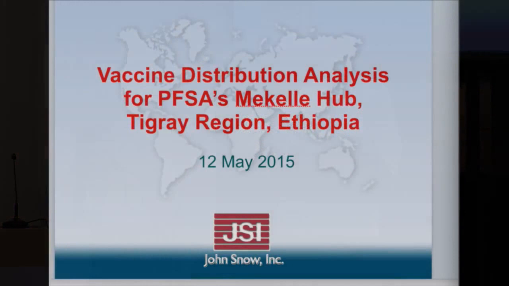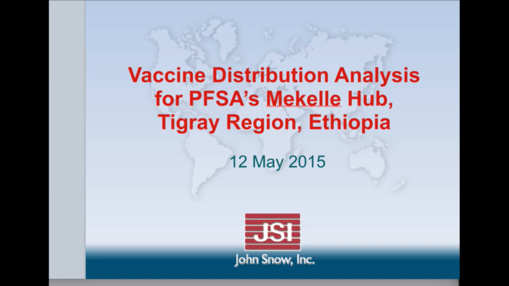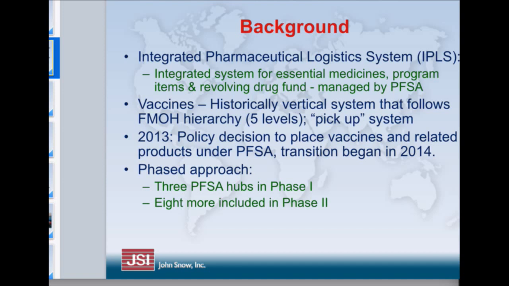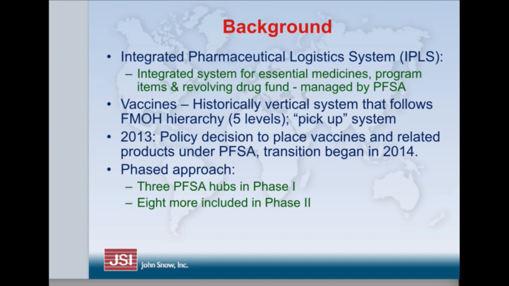Before jumping directly into the vaccine distribution analysis, let me give you some overview of how our supply chain is working. The pharmaceutical logistics system in Ethiopia has several problems, including availability, affordability, poor storage and distribution management, as well as irrational use. To solve these problems, the Pharmaceutical Fund and Supply Agency, called PFSA, was established in 2007. PFSA is a Federal Ministry of Health autonomous agency, mandated to avail affordable and quality pharmaceuticals in a sustainable way and to ensure national drug use.